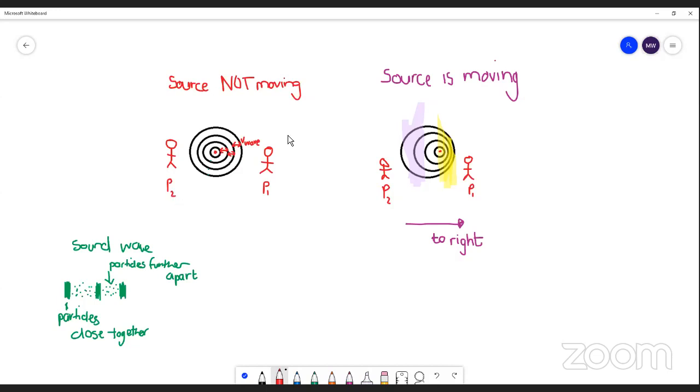If we look at the non-moving source first, who do you think is going to hear the sound the most or the loudest, or is there going to be a change in what they're hearing? Is person 1 going to hear it differently than person 2? What's going to happen with person 2? What do you think? Do you think there's going to be a difference in what the two people hear? Let's say this person is 5 meters away, and that person is also 5 meters away.